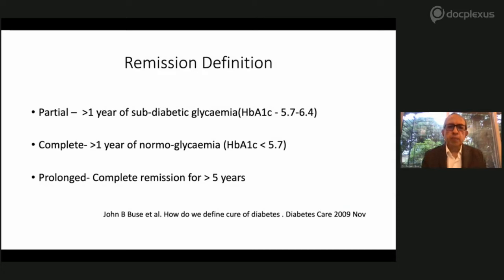Before we go there, let's see how we define remission of diabetes. There is a partial remission: if somebody has prediabetic glycemia, that means HbA1c between 5.7 to 6.4, and is not taking any medicine for diabetes, then it is called partial remission if this is there for more than 1 year. Complete remission is if the HbA1c is below 5.7 for more than 1 year. So the HbA1c is the criterion along with the 1 year. And if HbA1c is maintained below 5.7 for 5 years or more without any medicine, then it's called prolonged remission.